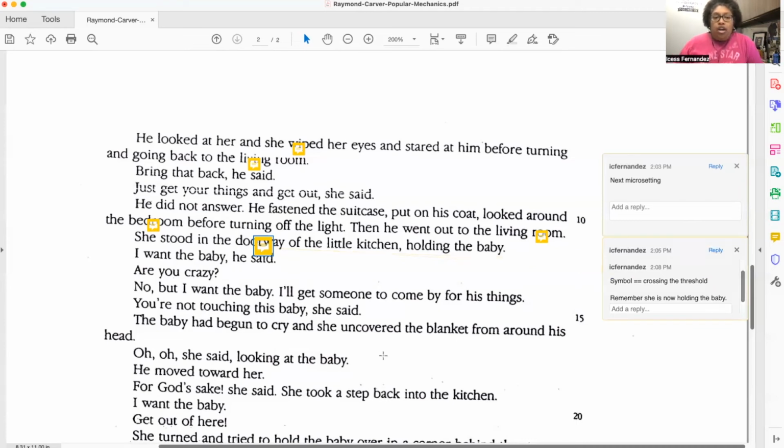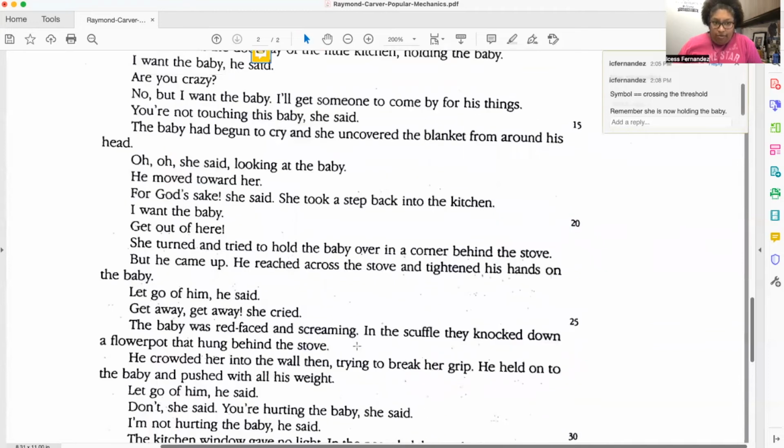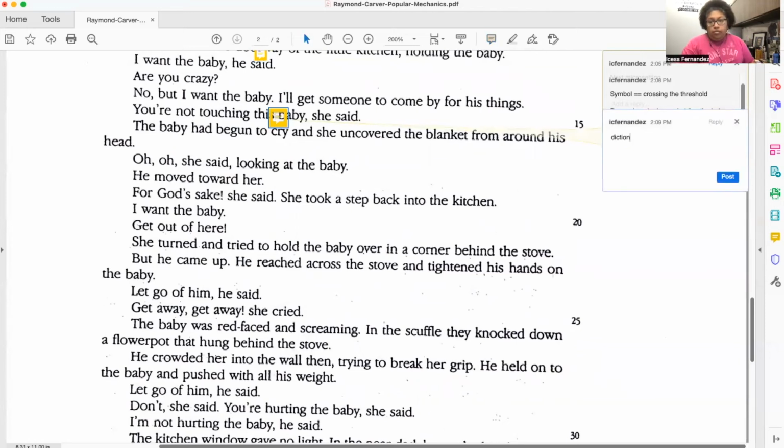And he does. So we talk about the baby. "I want the baby. Are you crazy? No, you're not touching this baby." And so we have this diction here. You also have the rules of the world playing here, right? So you have lots of things happening here. Again, Raymond Carver is fantastic at this. Minimalist writing, which means everything does double duty, triple duty, quadruple duty.